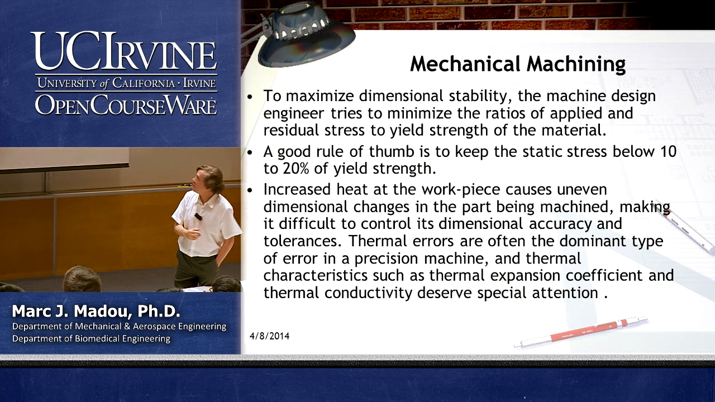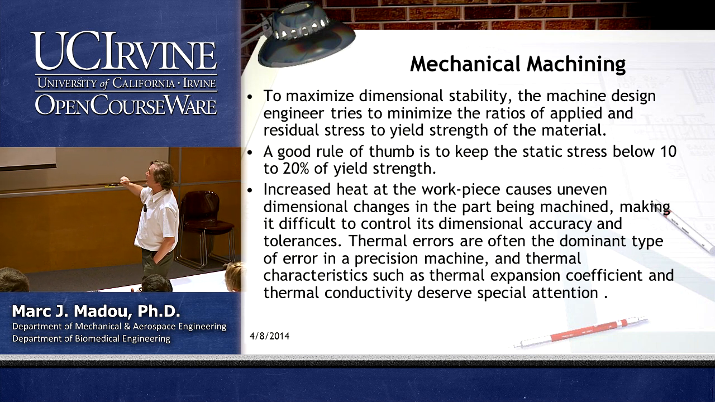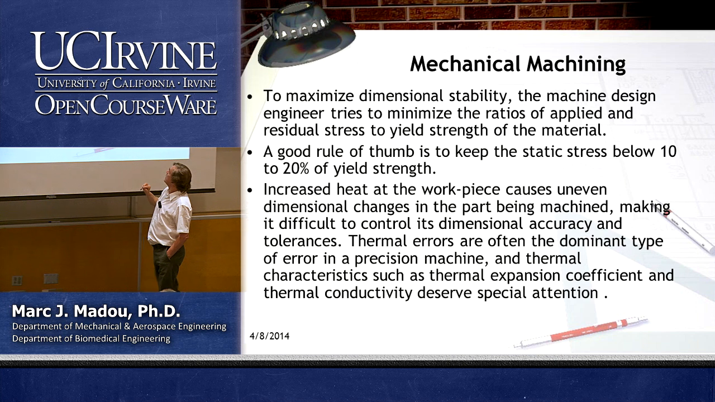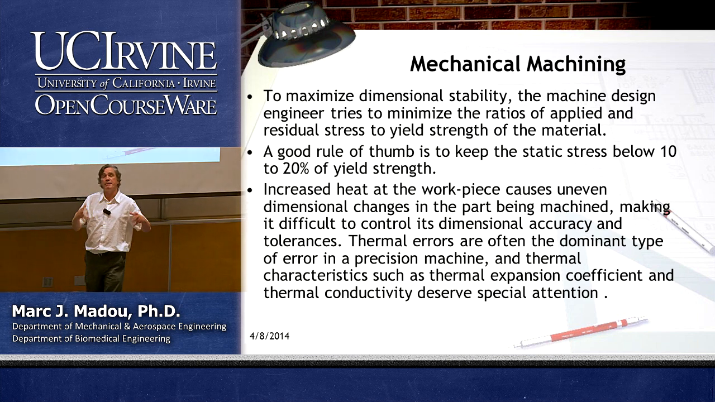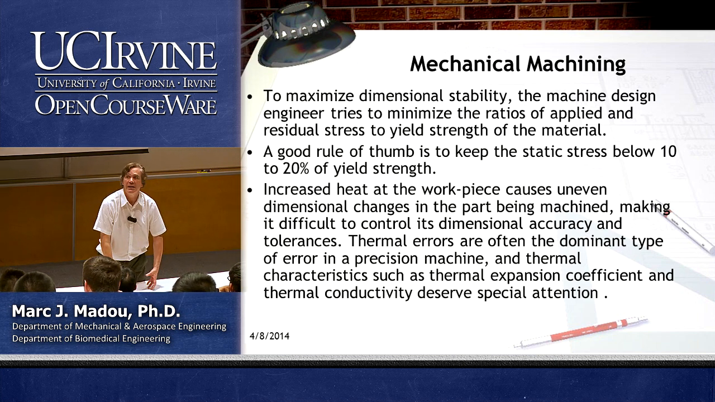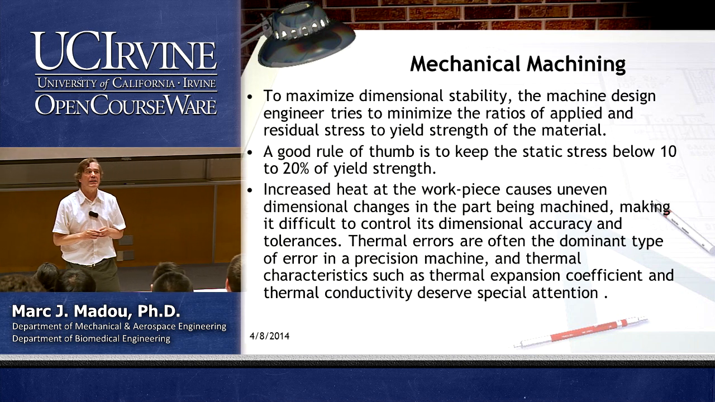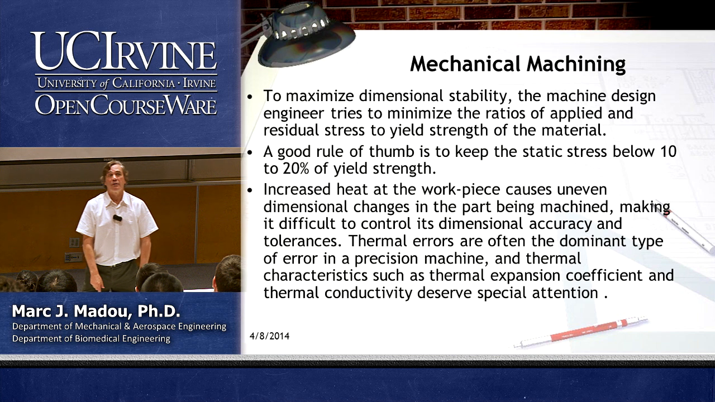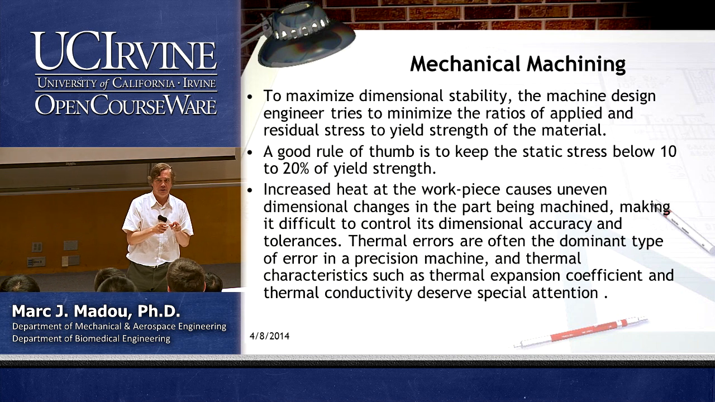Increased heat at the workpiece, I was just talking about that, causes uneven dimensional changes in the part being machined, making it difficult to control its dimensional accuracy and tolerances. Thermal errors are often the dominant type of error in precision machining. And thermal characteristics such as thermal expansion coefficient and thermal conductivity deserve special attention. That's where mechanical engineers come in. They understand how fast the heat can dissipate in an object, so how fast they can drill. Machining, manufacturing, is too often considered something for the dirty back room. It's not anymore. It's very sophisticated. We need, for the future, people that can manufacture because they know the physics that's involved. Okay?